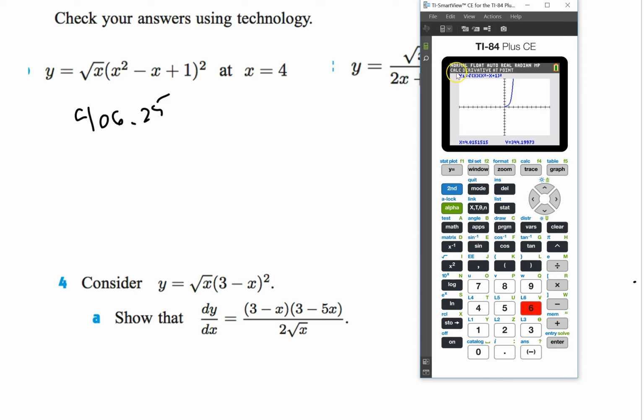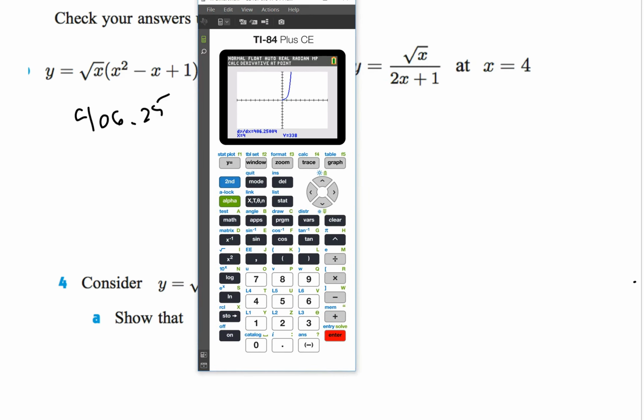So hit number 6. Now right here, you can move your thing around, but the easiest thing to do is just type in what you want the derivative of. We want it of 4, so hit 4. See, it says x equals 4. We're going to find the derivative at 4. Hit enter, and then right here, 406.25. That's our derivative. So 2 ways again to find the derivative in your calculator.